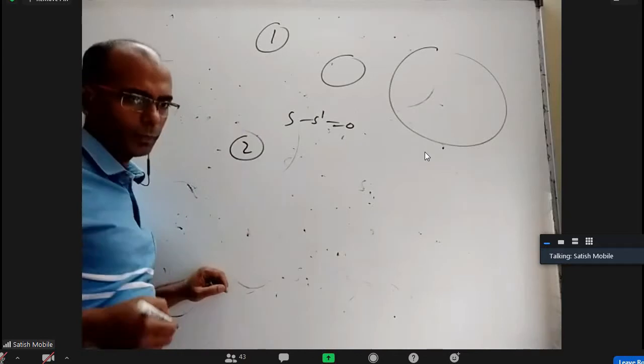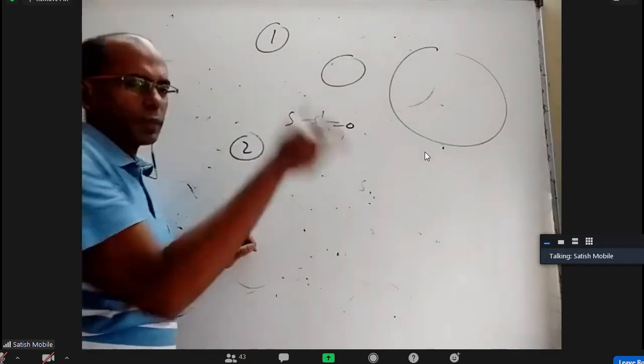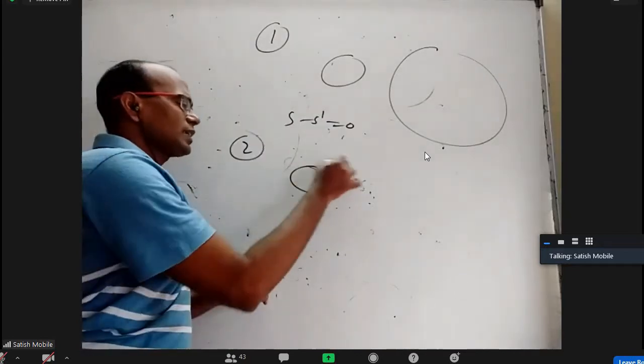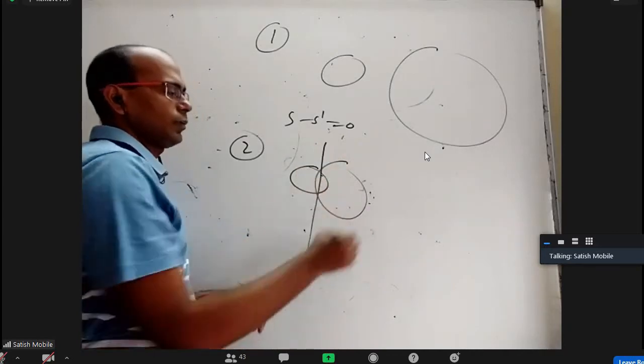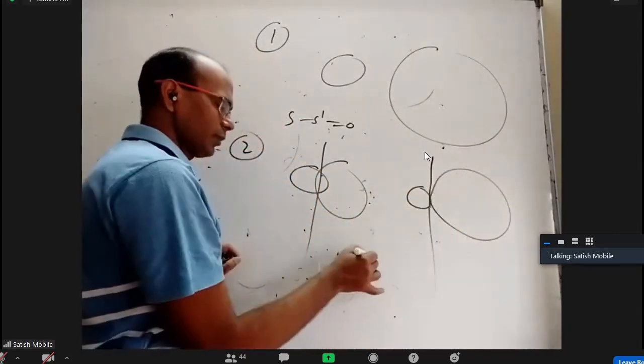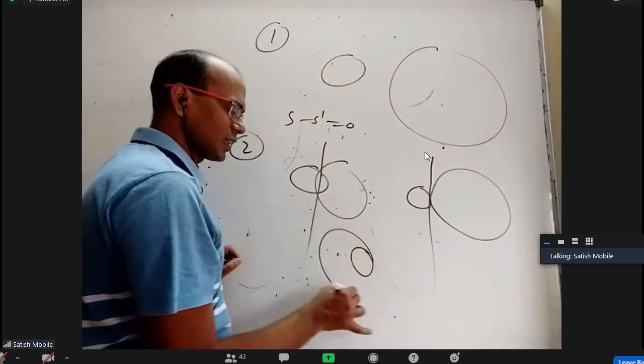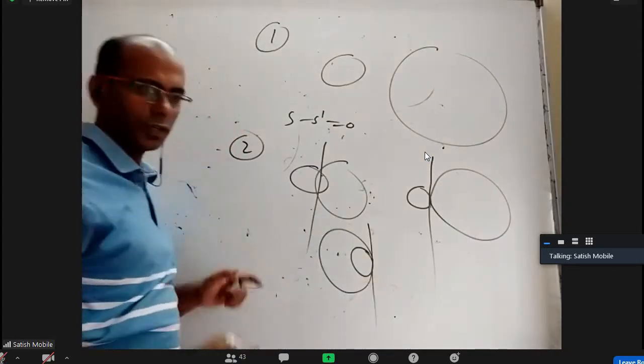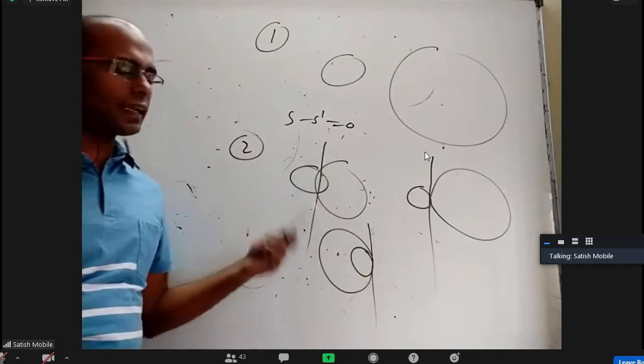Second point, you know, normally when you subtract two circles, what will come? If they're intersecting circles, when you subtract, common chord will come. If they're touching circles, when you subtract, common tangent will come. When they're touching one inside the other, then also common tangent will come. All these three are radical axis only.